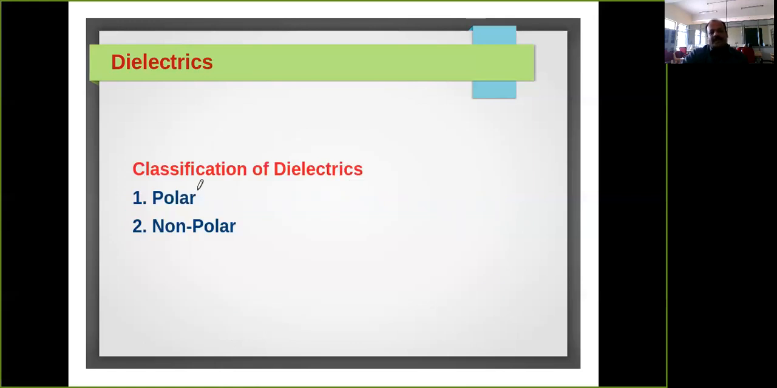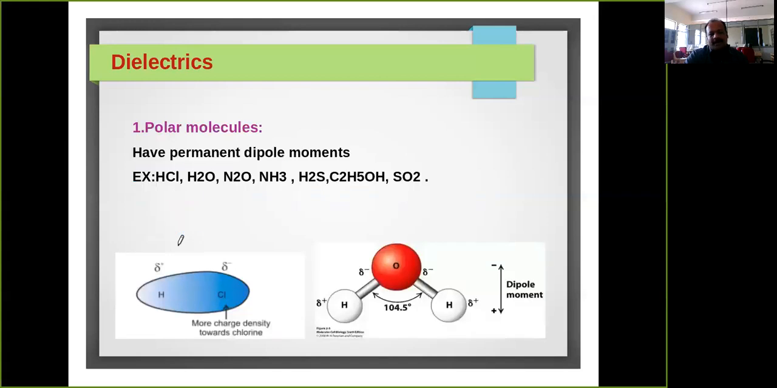Classification of dielectrics. Based on the dipole moment, dielectrics are of two types: polar dielectrics and non-polar dielectrics. Polar dielectrics are made up of polar molecules and non-polar dielectrics are made up of non-polar molecules. The next question is, what are polar molecules? Polar molecules have a permanent electric dipole moment, for example, HCl, H2O, N2O, etc. That is, the center of positive charge and the center of negative charge do not coincide. Here I take two examples, one is HCl and another is H2O. These molecules have permanent electric dipole moments.